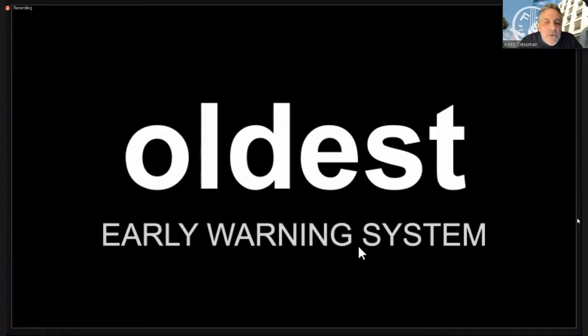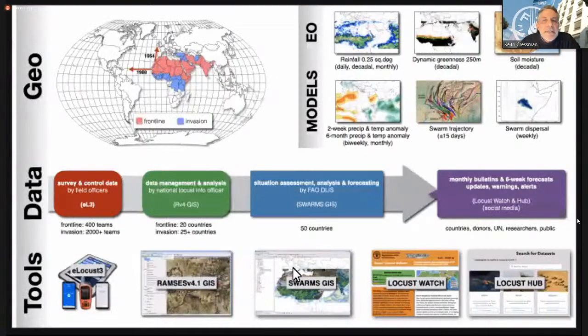And this early warning system gives alerts and forecasts to the countries so that action can be taken quickly before the situation gets out of control. So what does the system look like? Well, like most early warning systems, it relies on a number of different components.